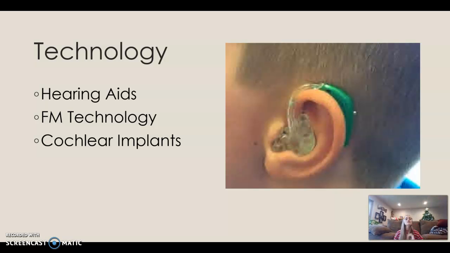There's also something called cochlear implants. This is a part of a device that's surgically implanted in a child's ear to bypass the sensory organ and to stimulate the auditory nerve directly, linked to the other part of the device that's on the student's outer ear. Okay, I'm just going to stop right here at technology.